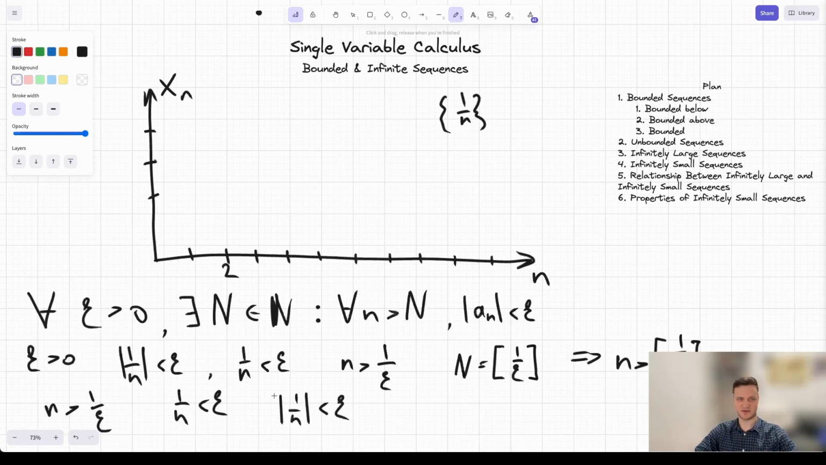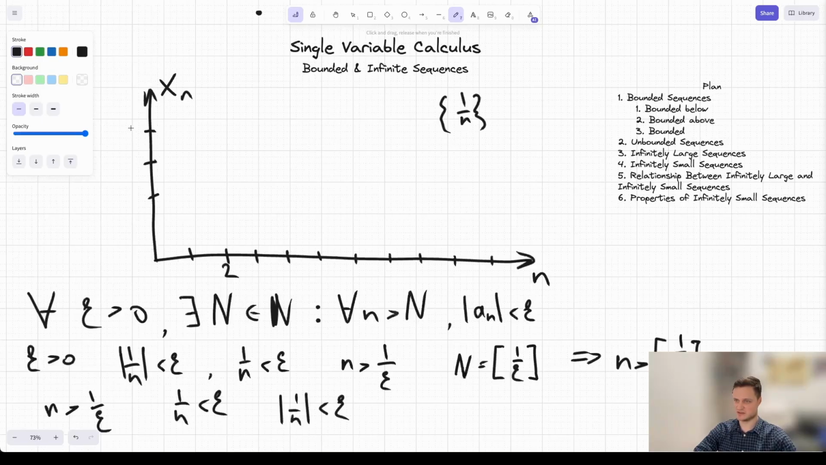Therefore, for any positive epsilon, we have found an n capital, such that for all n small after this n large, this inequality holds. This proves that the sequence 1 over n is infinitely small. And let's work with some examples.